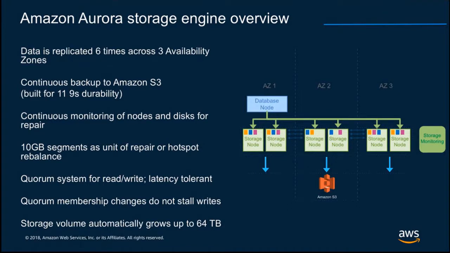I mentioned before we're doing monitoring and management of those storage nodes. And there's a quorum-based system for doing reads and writes. And finally, last but not least, this storage system can automatically grow up to 64 terabytes. And the limit in RDS today is 16 terabytes. So you have a lot more capacity in Aurora for larger databases.